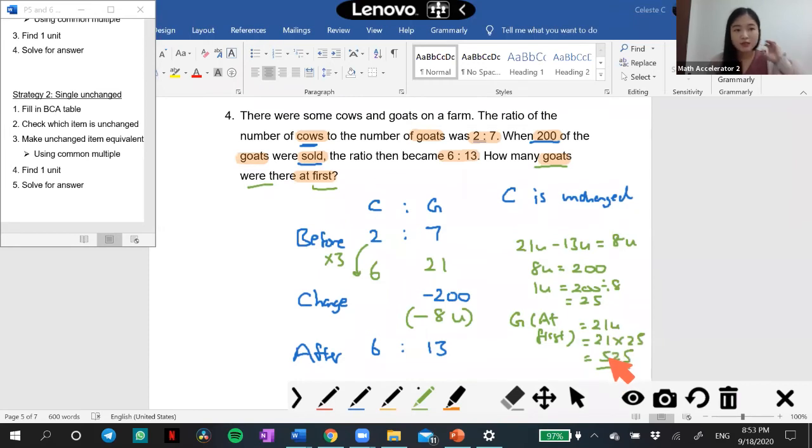Right, so if you chose 150, what you found was the cow, 6 units. Okay, and if you chose 25, that's just 1 unit. You need to read the question. They want the goats at first. So after you found 1 unit, find the 21 units for the goats.